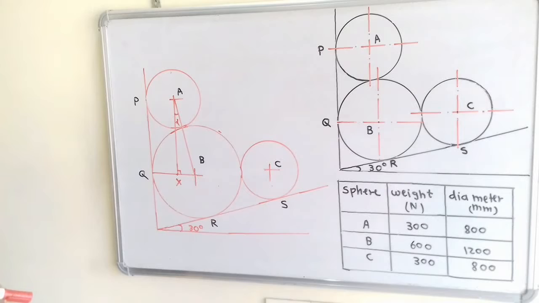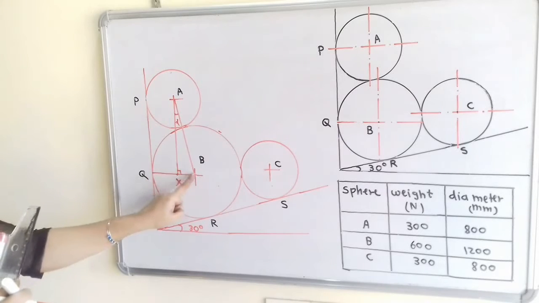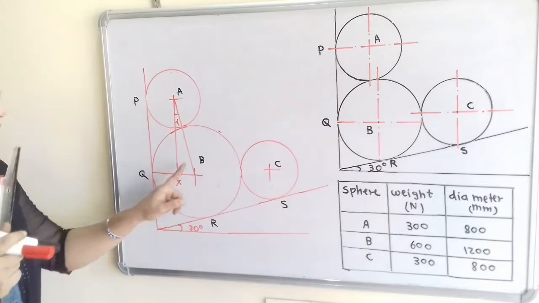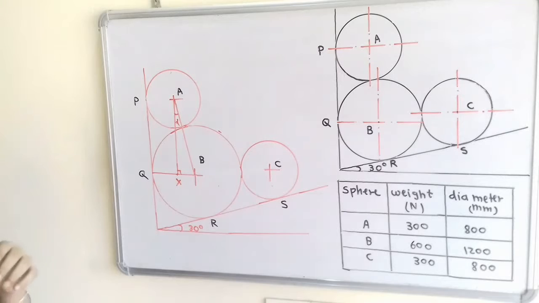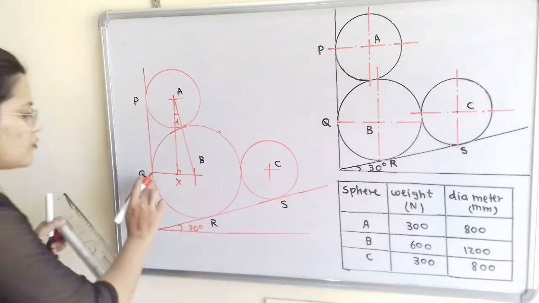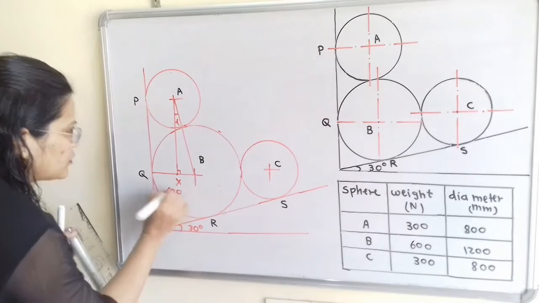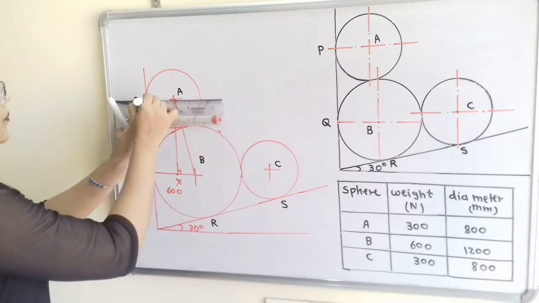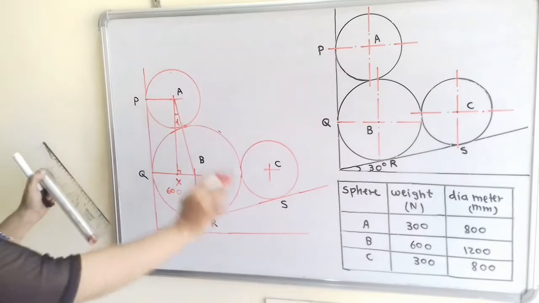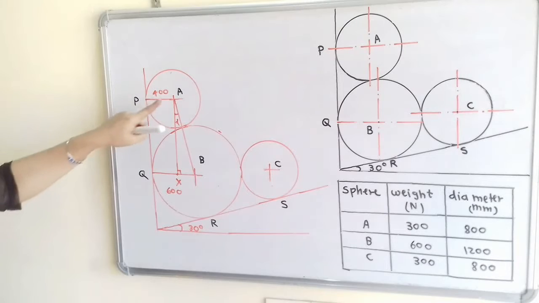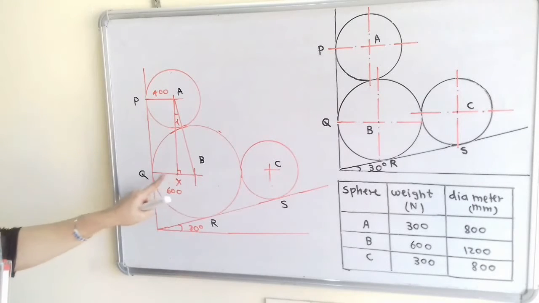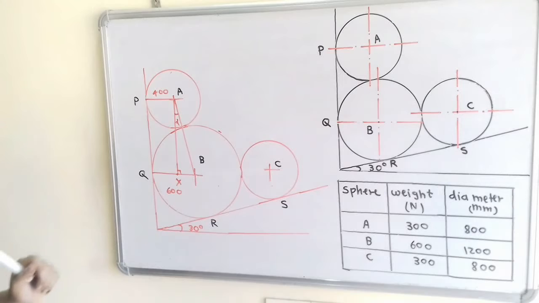Now if we observe here, this B to Q distance is nothing but the radius of the sphere B, and radius of sphere B from the given data we will say it is equal to 600. So we will mention here this whole distance, that is equal to 600. And if I join A to P, then AP is nothing but the radius of the sphere A. So from the given data it is 400. Now distance A to P is equal to distance X to Q. Now how can we calculate the angle alpha? So if we refer to the triangle ABX, I will highlight this triangle.